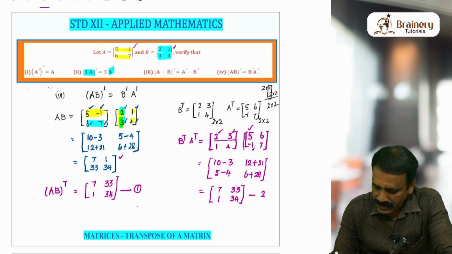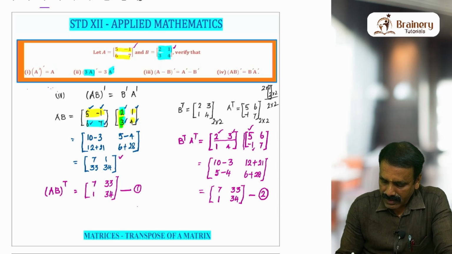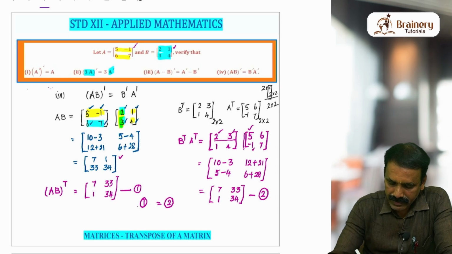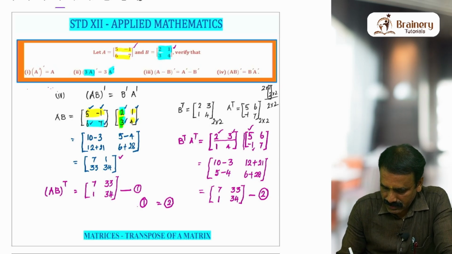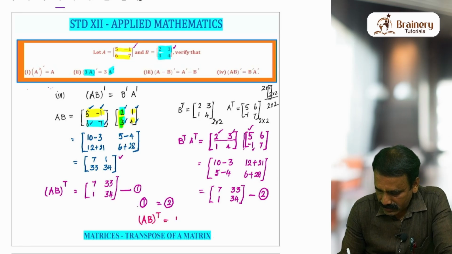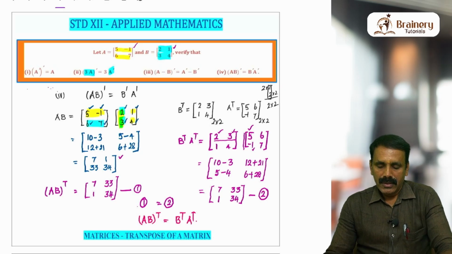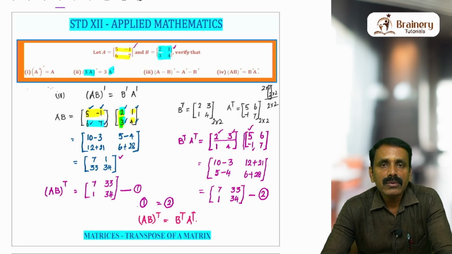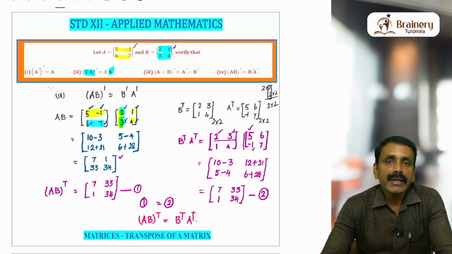And we name this as second equation. We can very well see that first and second equation values are same. So what we conclude? We conclude AB whole transpose is equal to B transpose A transpose. So here in the third subdivision we subtract and find the transpose and we prove it is A transpose minus B transpose. But in the fourth one it is AB whole transpose is equal to B transpose into A transpose.